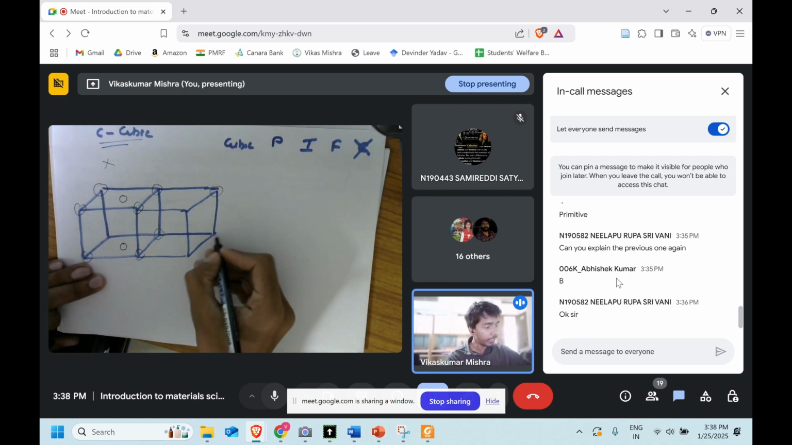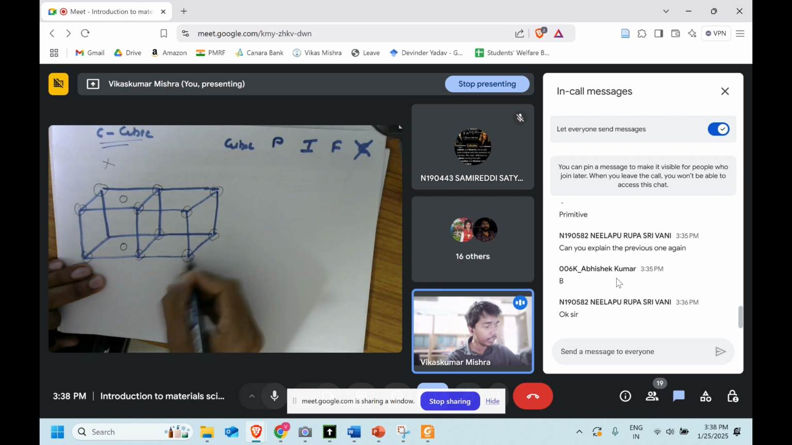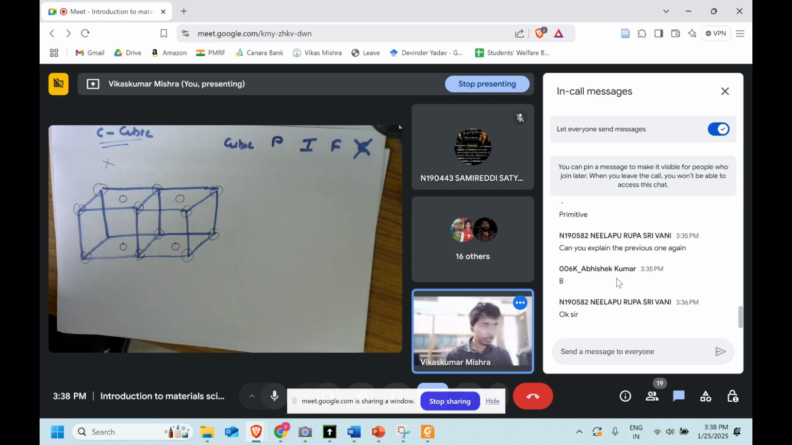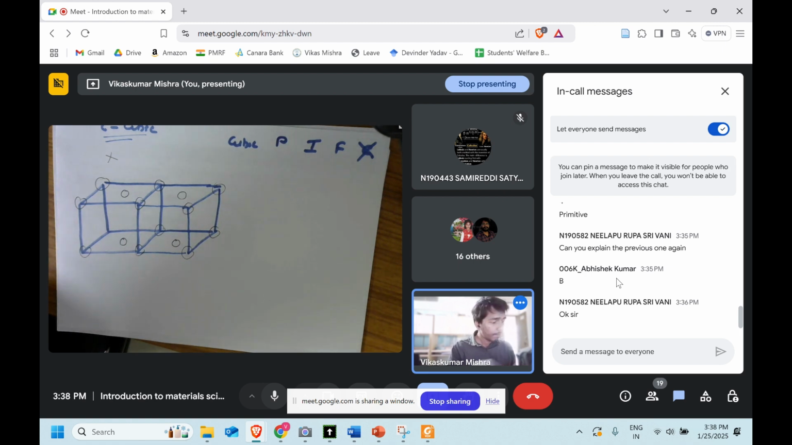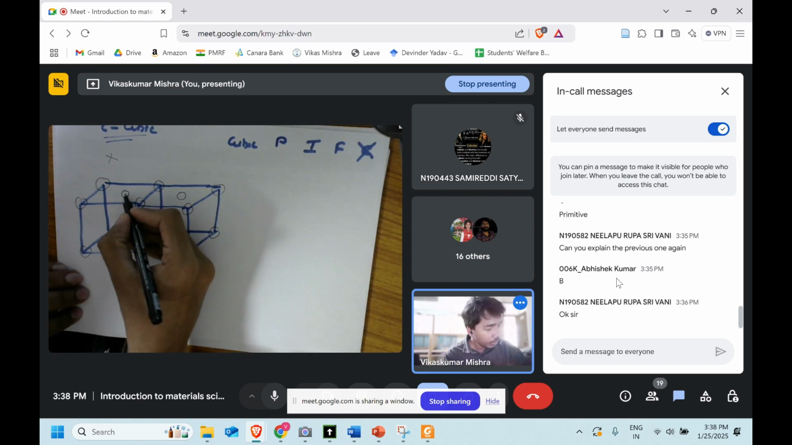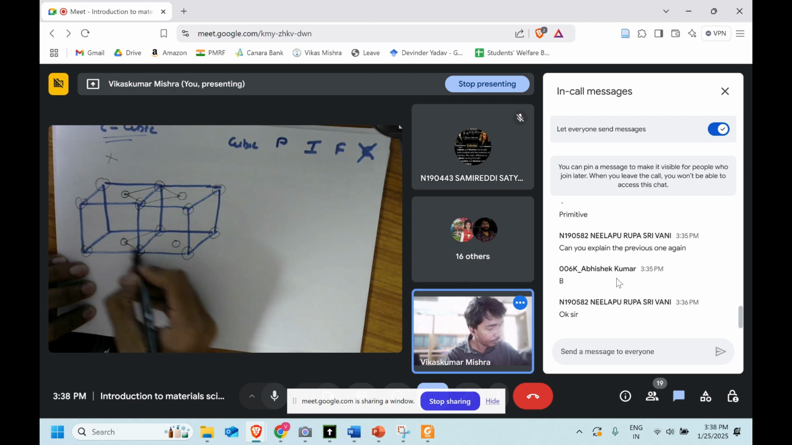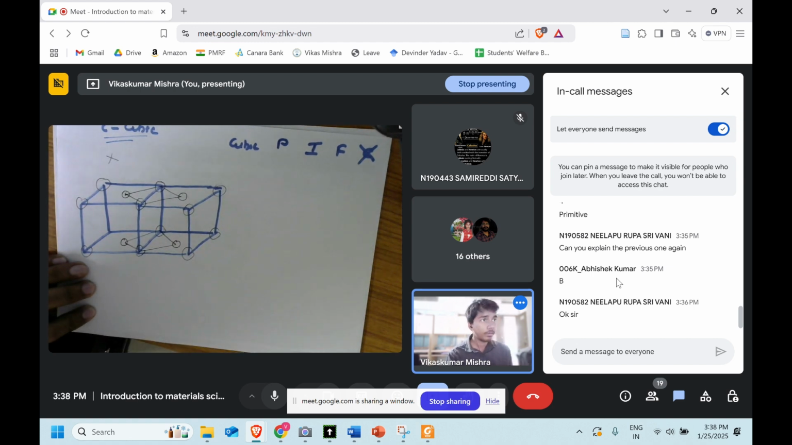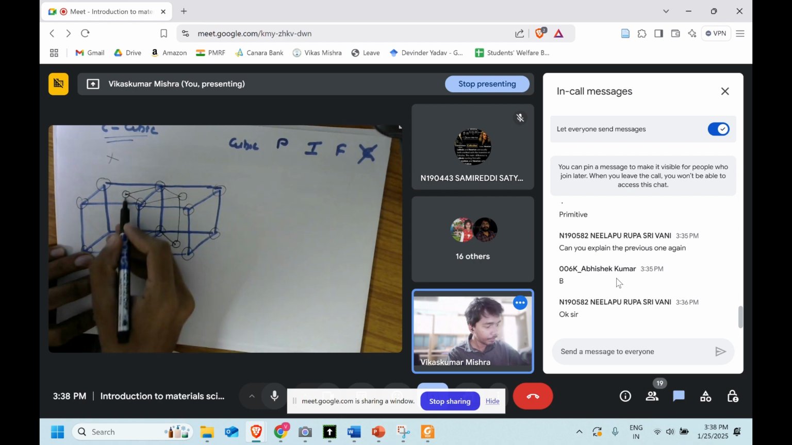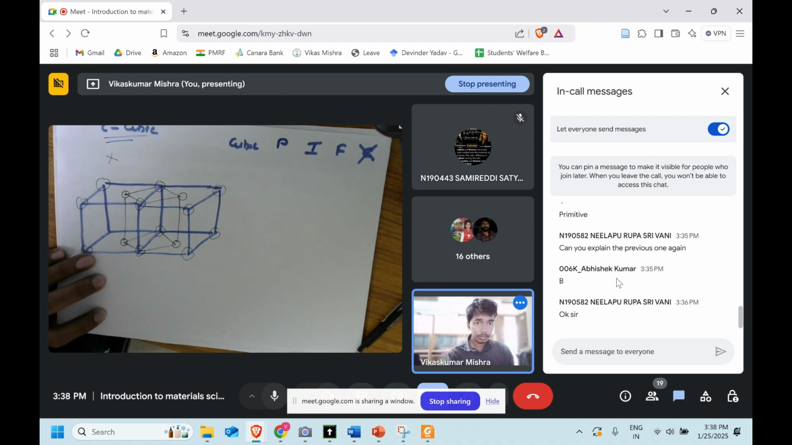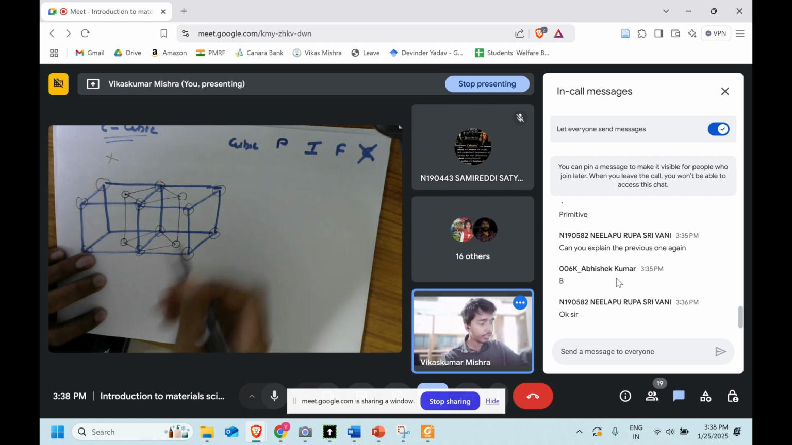So again we'll repeat the list of lattice points we have, again at the top and at the bottom. Now we can make a unit cell of this shape from here, and we can connect them. This particular shape is nothing but a tetragonal, right?